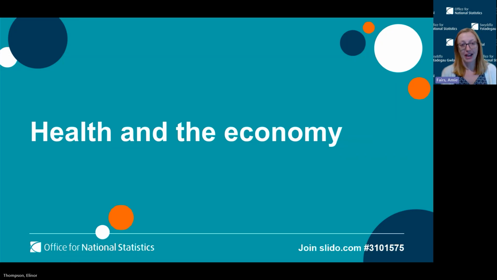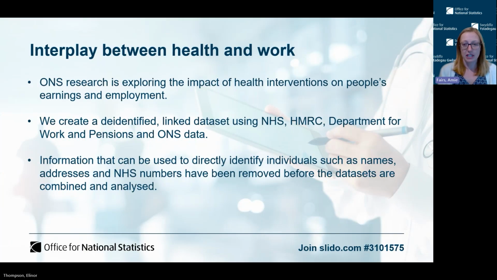Okay, so now I want to go on to my final area, and this is one that's closer to my heart because I'm an analyst in this area, where we link health data and economic data. So we're looking at this interplay between health and work. This is looking at the impact of health interventions on earnings and employment, and we have these de-identified data sets which have linked together data from hospitals, HMRC's, for instance, Pay As You Earn system, the Department for Work and Pensions benefit system, and lots of other ONS data that we hold that are required for the specific research projects. And all of our data sets, as I've said, are de-identified, so they are anonymized.